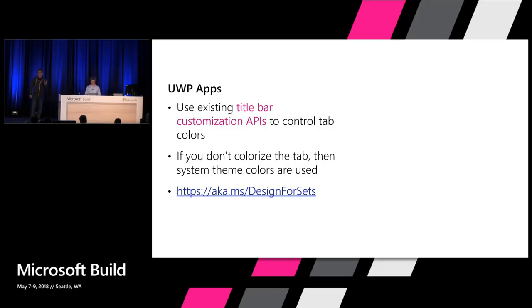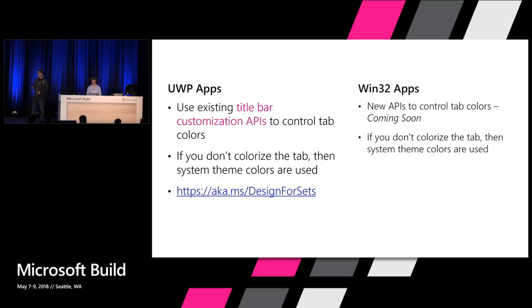All right, so as Raymond showed to you, if you have a UWP app, customizing the tab colors for that app is as simple as using the existing title bar colorization API. In fact, if you already customize the title bar today, your tab will already reflect those colors today on a build with sets turned on. For Win32 apps, we provide a new API. Raymond has just walked through it. You'll have access to the sample code at the end of the session from the links in the resources slide. And that API will also be coming soon, probably this summer. So stay tuned.